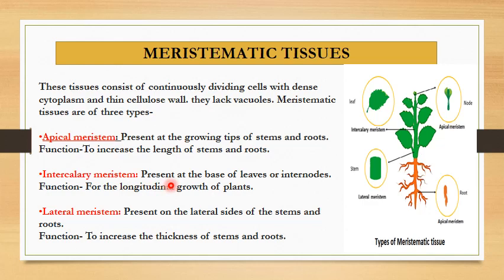Intercalary meristem, present at the base of leaves or internodes. Function: for the longitudinal growth of plants. Lateral meristem, present on the lateral sides of the stem and roots. Function: to increase the thickness of stems and roots.